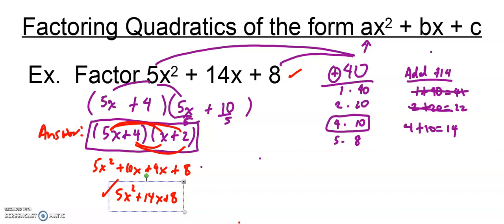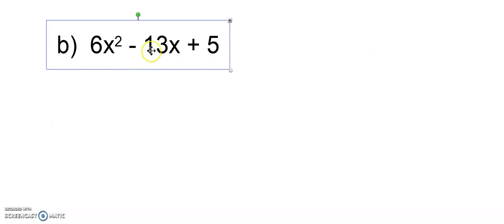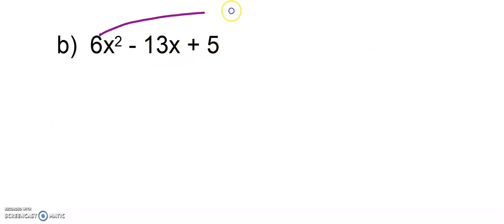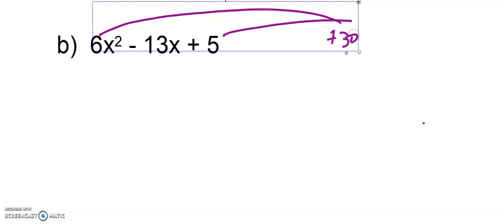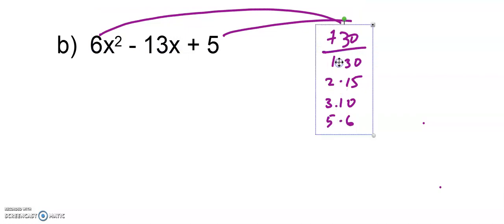Let's take a look at another example. I've got 6x squared minus 13x plus 5. The first thing I do is multiply the first and the last, so I get positive 30. I'm looking for all the factors of positive 30: 1 and 30, 2 and 15, 3 and 10, and 5 and 6. I think those are all the factors of 30.